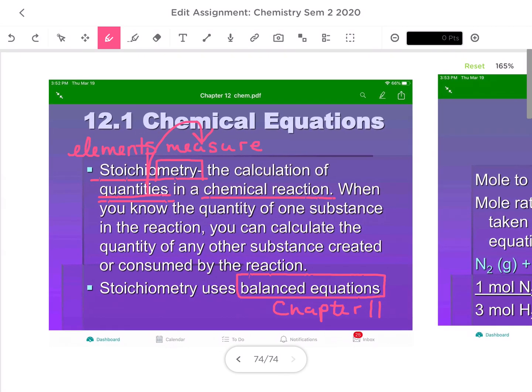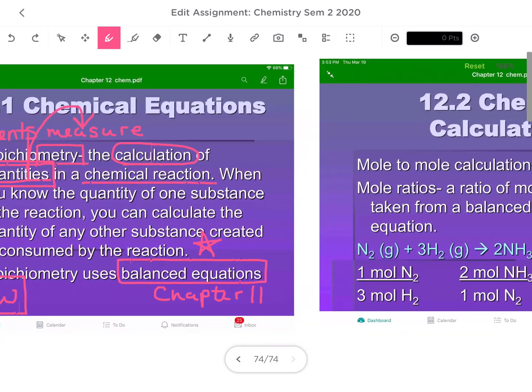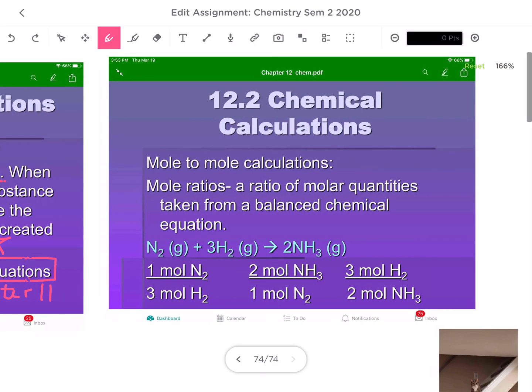And in this chapter, there is actually only one new thing, and I'm getting ready to cover that in a couple seconds. Stoichiometry is the calculation, so this is definitely a math chapter, the calculation of quantities in a chemical reaction. Once again, we are going to be using balanced chemical equations to help us figure out how much. So that's your quantity right there. And like I said, there's only one new piece of information in this whole chapter, and that is something called a mole ratio.